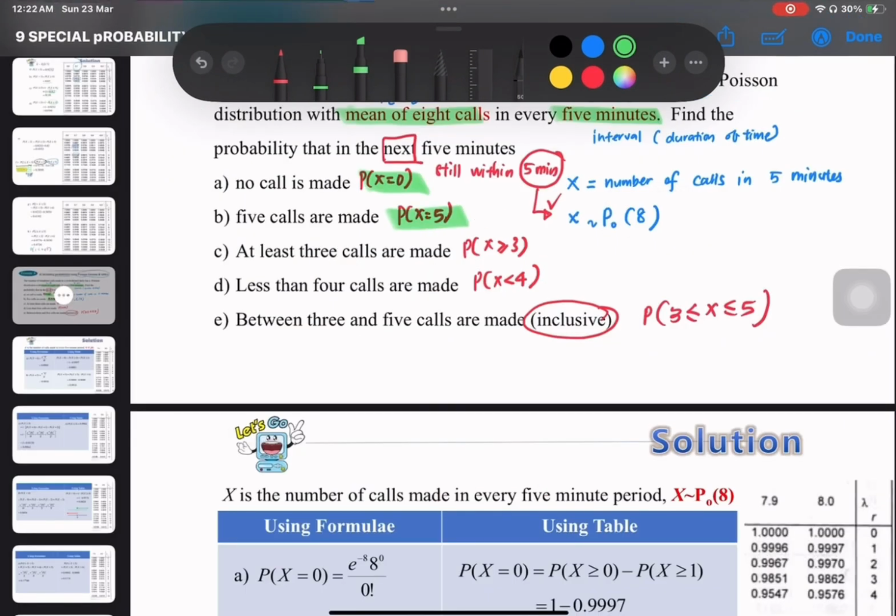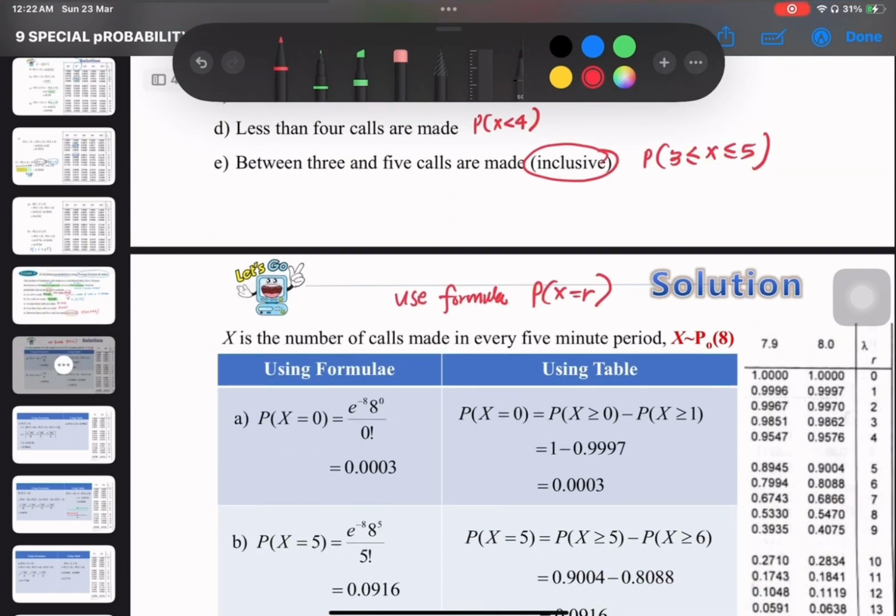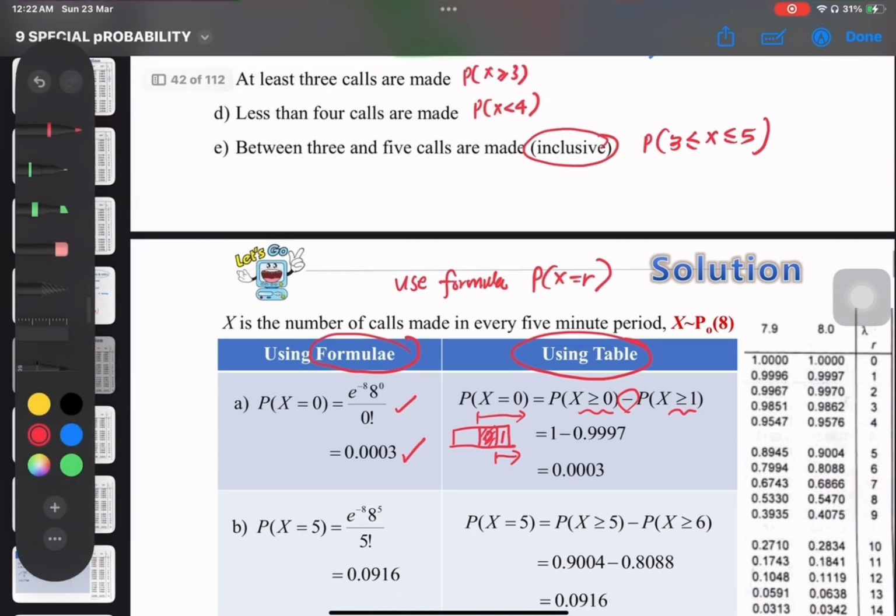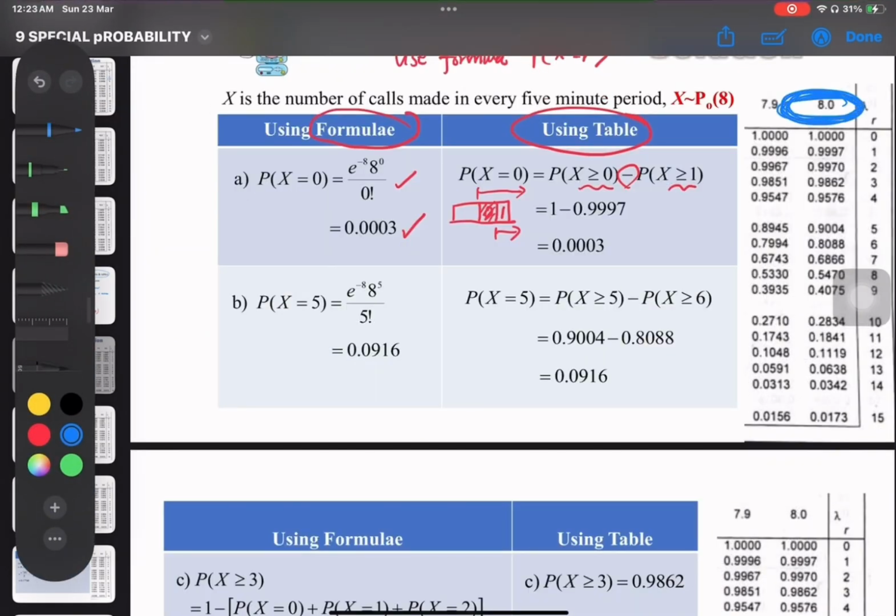For question A and B, we can just directly use the Poisson formula. Alternatively, we can also just directly use the statistical table. For this method, draw boxes for reference. Not to forget, read these boxes from left to right. Here we use probability x greater or equals to 0 minus probability x greater or equals to 1.